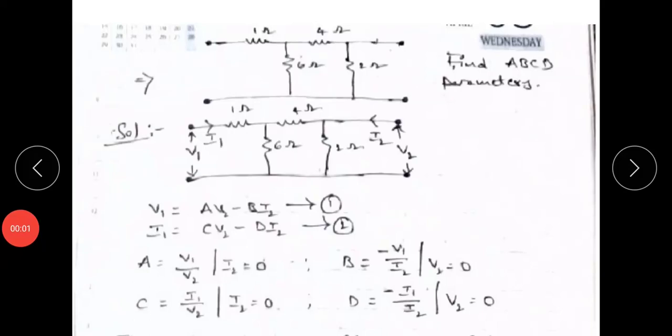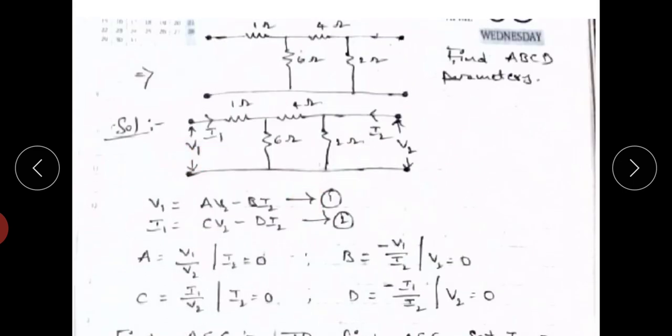Okay, find the ABCD parameters of the given network. This is our given network. So now we have to find the ABCD parameters of this network. Here V1, I1 are the port 1 voltage and port 1 current, and V2, I2 are the port 2 voltage and port 2 current.